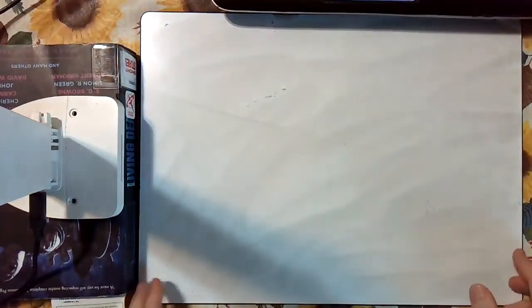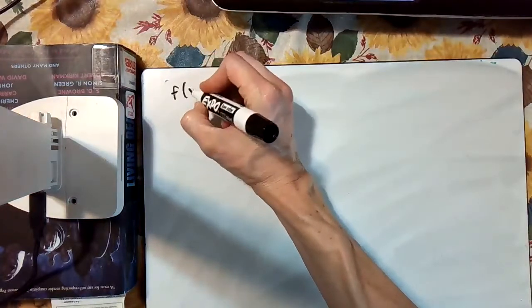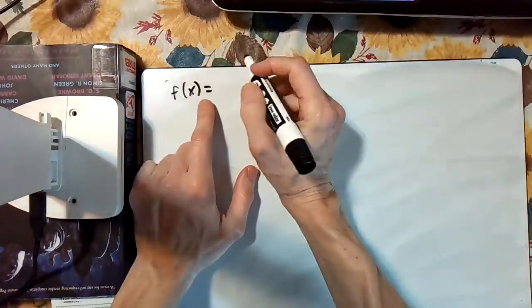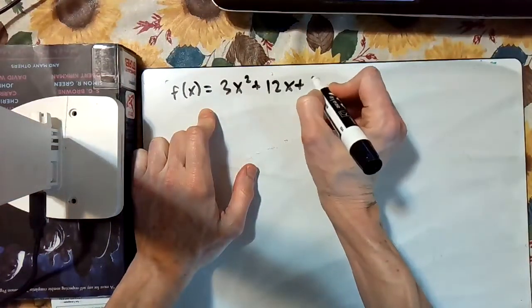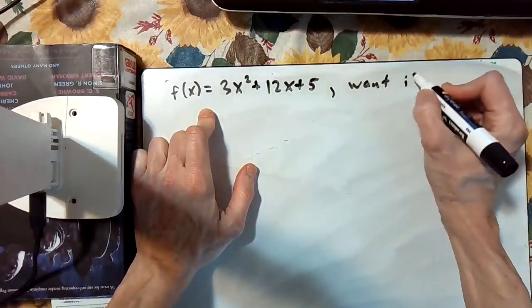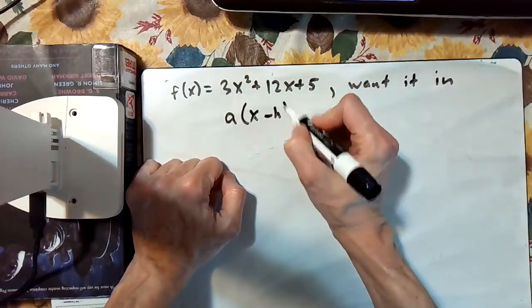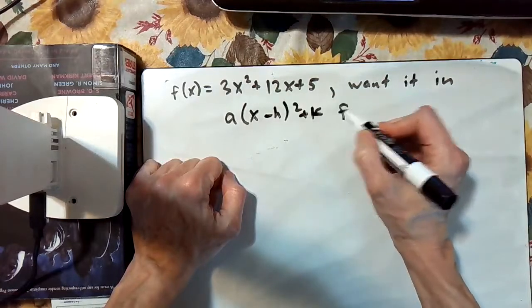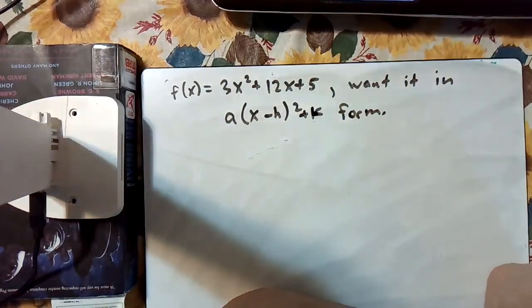Now, let's say you have a function like this, and they want it in a times x minus h squared plus k form. So when you convert it, kind of like, remember when we were doing those circle problems and they gave us that weird big long equation and they said, I want the center and radius.